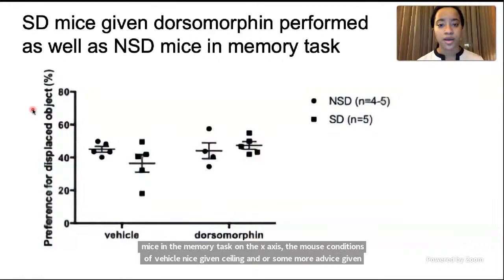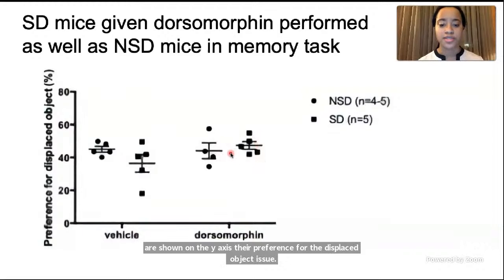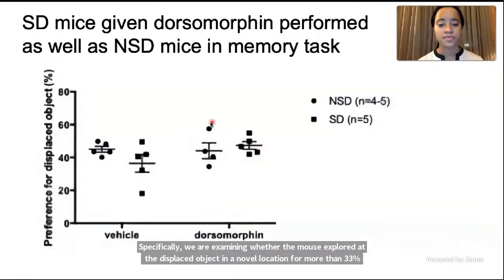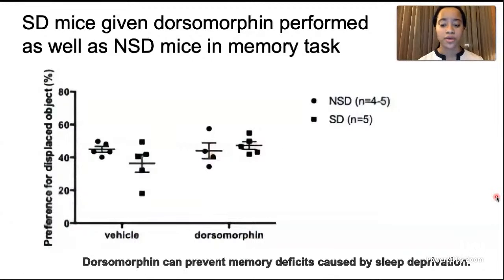This would demonstrate that mouse memory consolidation did take place. We determined that the preference for the displaced object of the sleep-deprived mice was 47%. This demonstrates that the mice performed just as well and had just as much of a preference for the displaced object as both of the groups of the non-sleep-deprived mice, which means that memory consolidation did take place. This allows us to conclude that dorsomorphin can in fact prevent memory deficits caused by sleep deprivation.